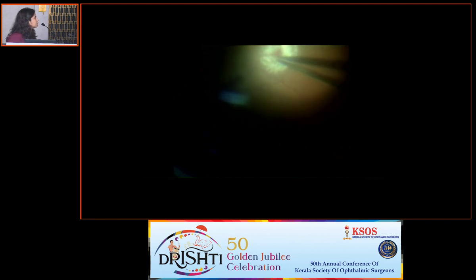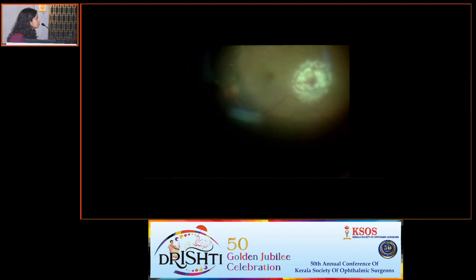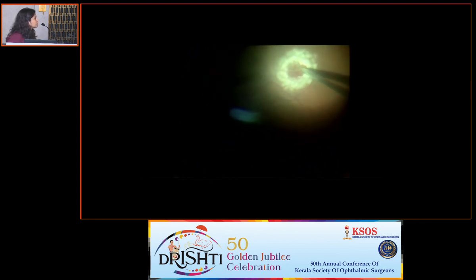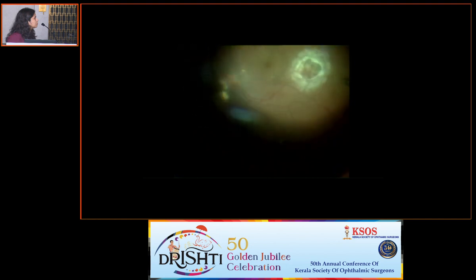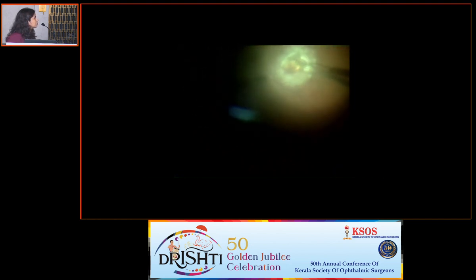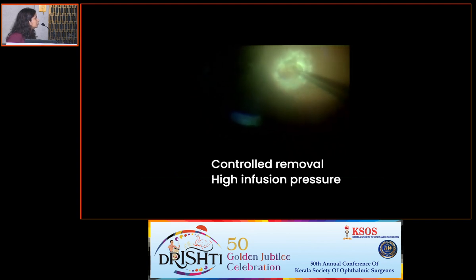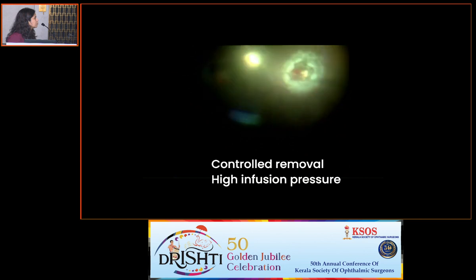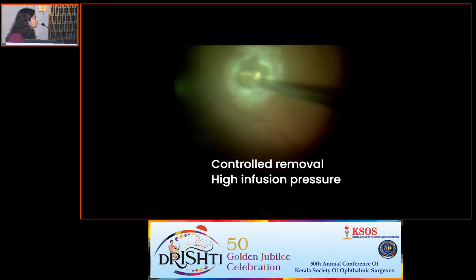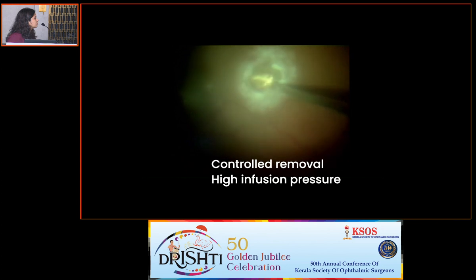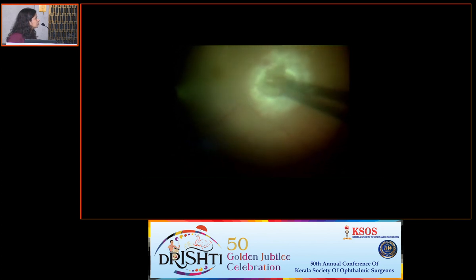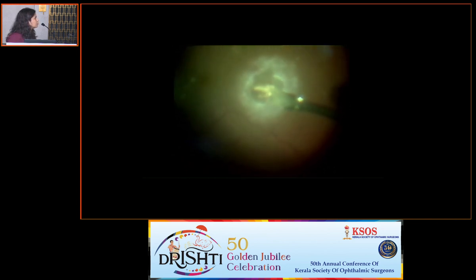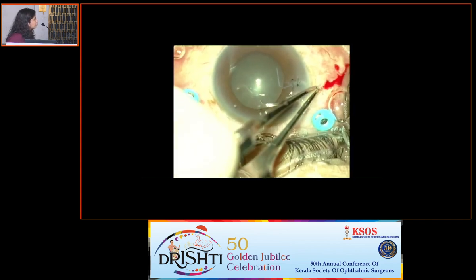The most important point to remember is a massive suprachoroidal bleed. Here the surgeon is attaining proper hemostasis to aid the removal of the IOFB using a laser and diathermy. Also, the IOFB should be removed in a controlled manner and the infusion pressure should be kept high to avoid massive choroidal bleed. Thus, these 3 steps, diathermy, laser and high infusion pressure, help us to avoid massive choroidal bleed in this case.